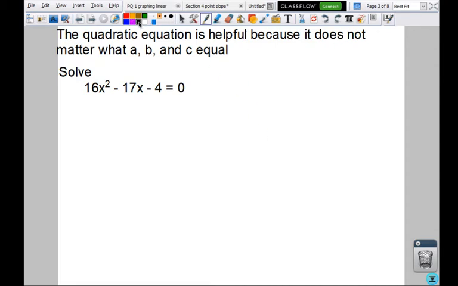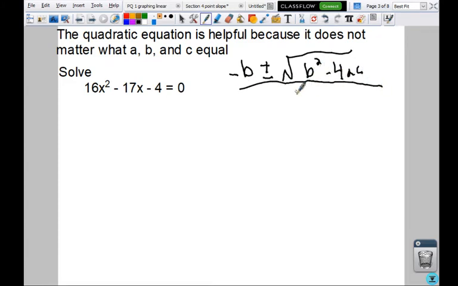So, my quadratic equation: negative b plus or minus square root of b squared minus 4 times a times c, all divided by 2a. You guys will probably have this memorized by the time we're done, just because you do a bunch. Alright, I need to fill in a, b, and c. So, a is 16, and I have to be careful because b is not just 17, it is negative 17. And c is also not just 4, it is negative 4. Be careful with that.